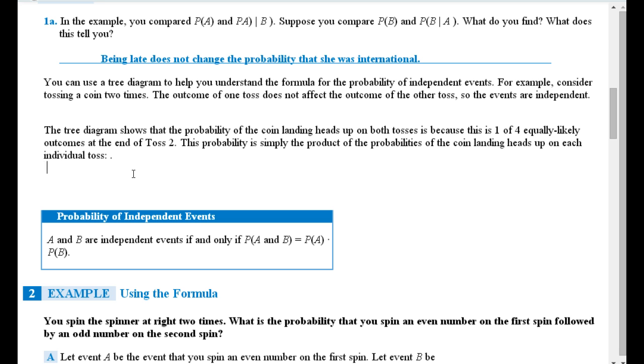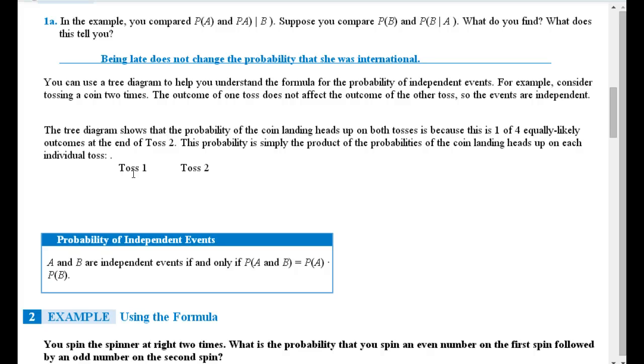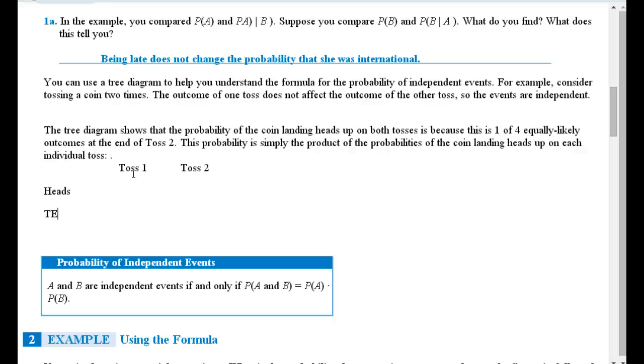So what we would do is we go over here like this and we would say, what happened on toss 1? And then what happened on toss 2? Well, did she get heads? Did she get tails?